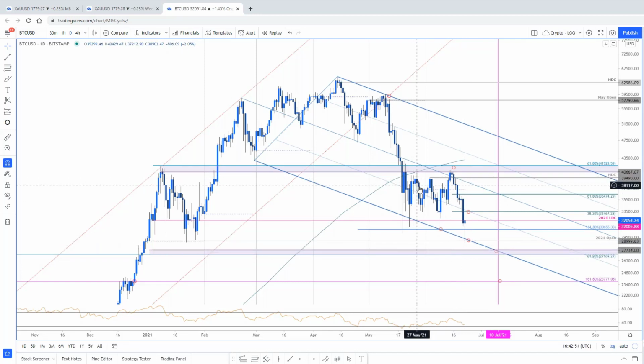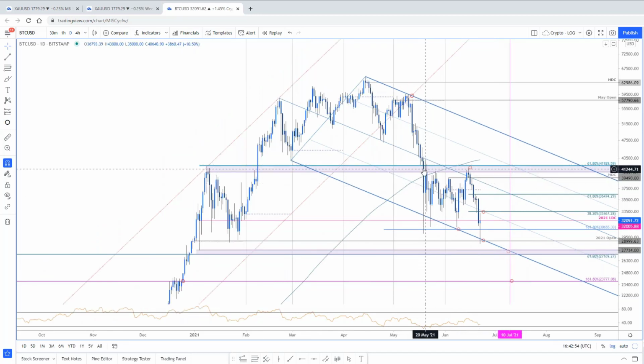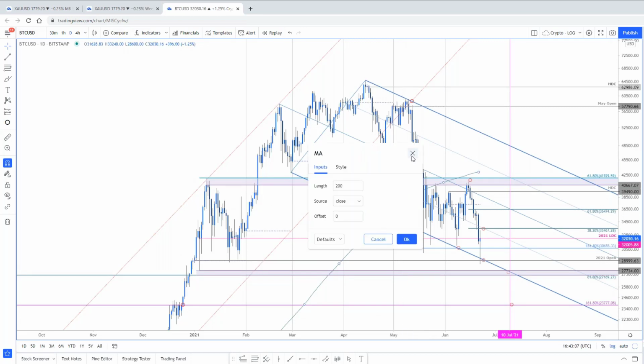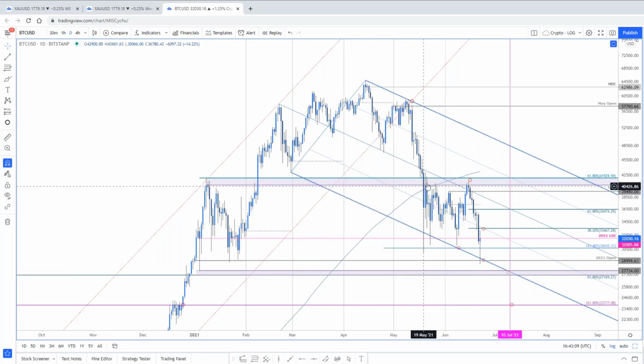So on the initial break of this support zone, which was the 618 of that rally, which was the median line, you also had this, what is this, a 200-day? Yep, 200-day moving average. All of that was lined up right here. We broke right below it. The 618 extension held. Again, the 2021 low day close.